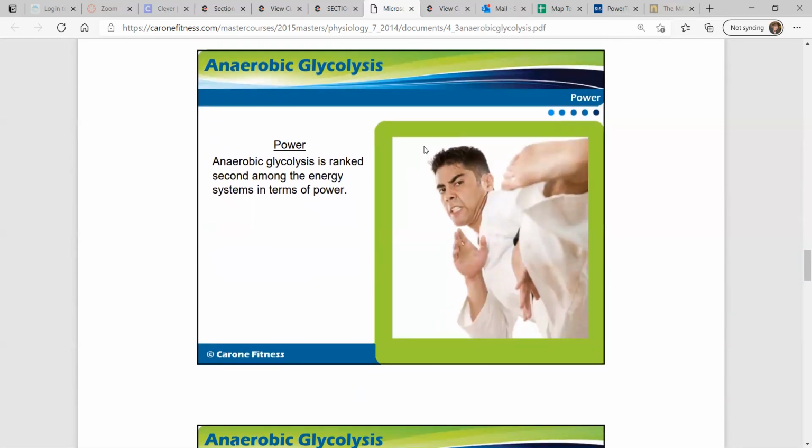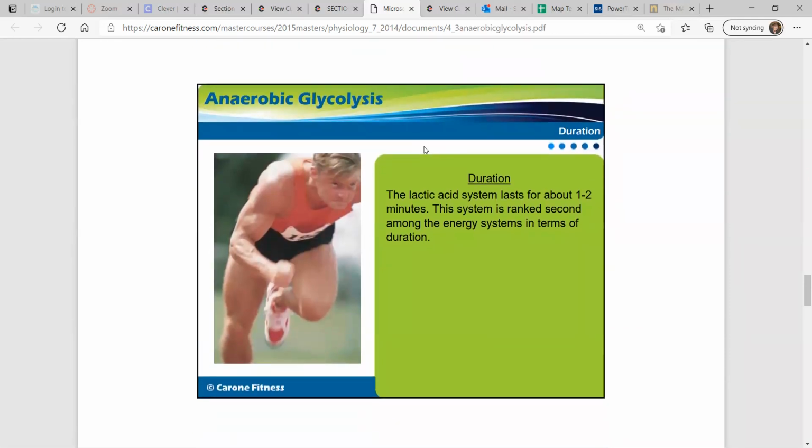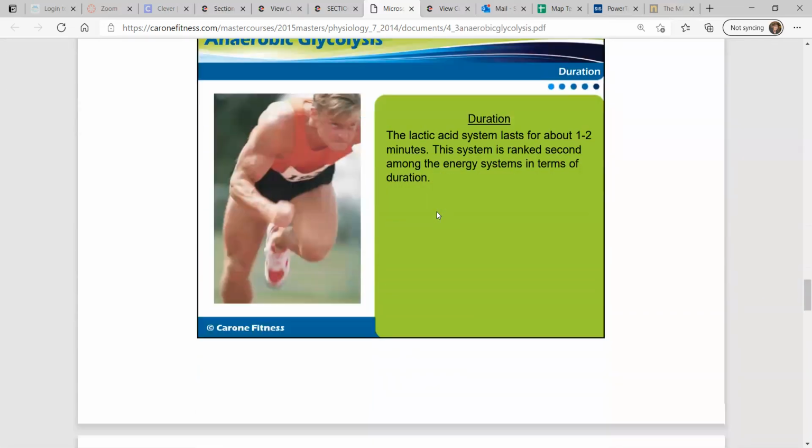As far as power goes, anaerobic glycolysis is ranked second among the energy systems in terms of power. The ATP phosphocreatine system is much more power directed. However, duration-wise, the lactic acid system lasts for about 1 to 2 minutes, whereas the phosphocreatine system lasted about 25, 30 seconds. This system is ranked second among the energy systems in terms of duration. So this one's right in the middle of power, right in the middle of duration.